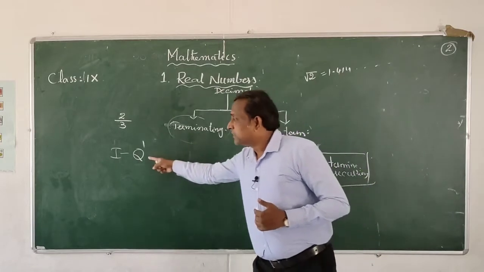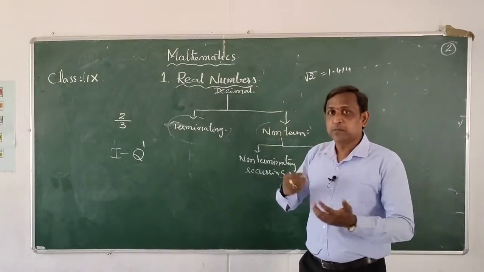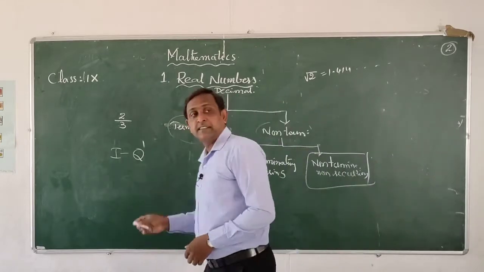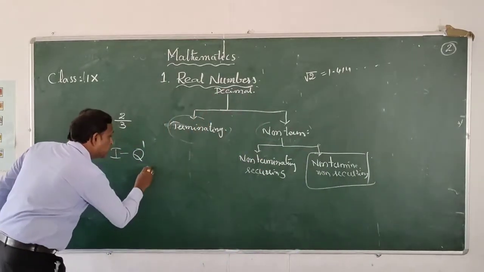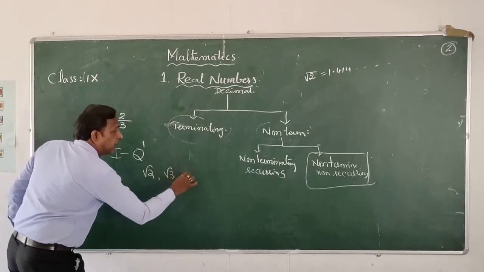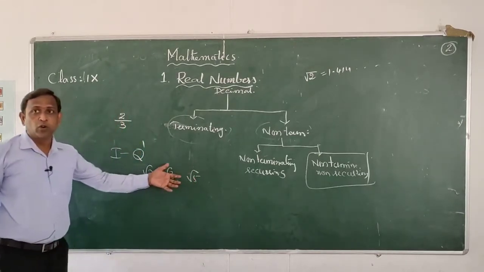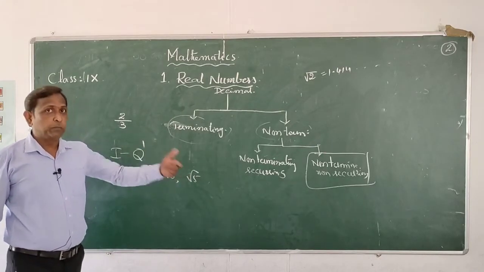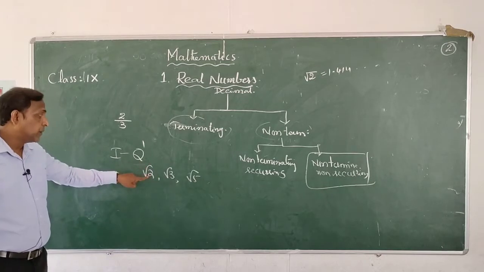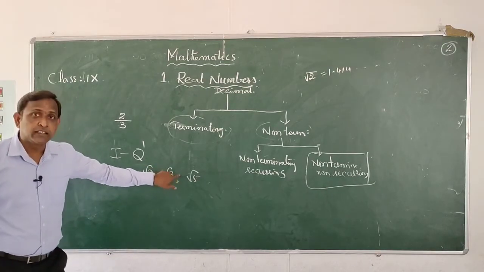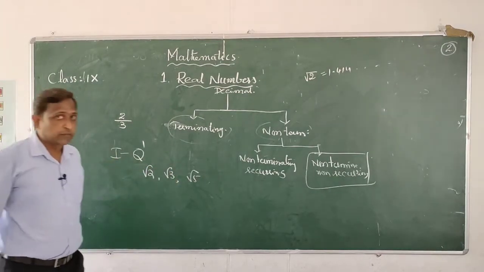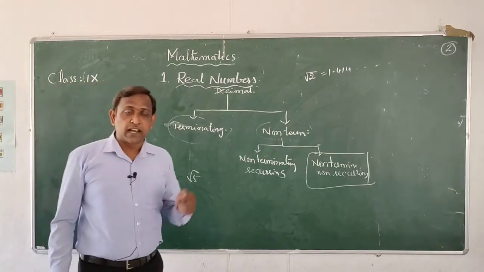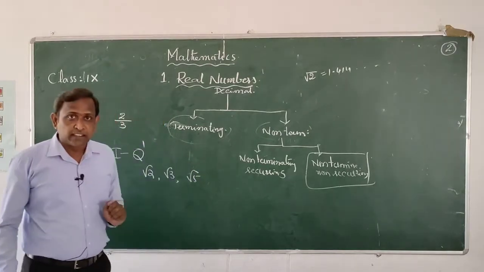A number which cannot be expressed in the form of p by q, you may ask, what are those numbers? They can be expressed like this: root 2, root 3 and root 5. If you evaluate all these values, definitely you will get non-terminating, non-repeating decimals. But remember, I have skipped root 4 here. Why? Because root 4 is a perfect square. Its value is equal to 2, so it can be expressed as 2 by 1. So it is called a rational number.